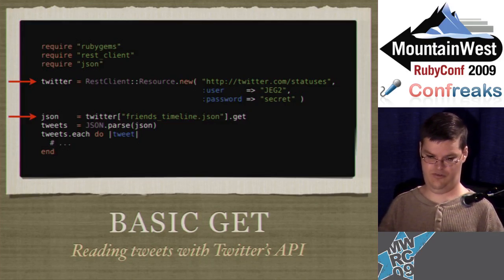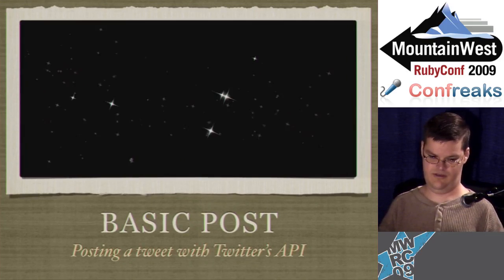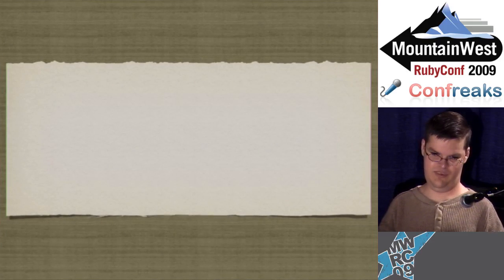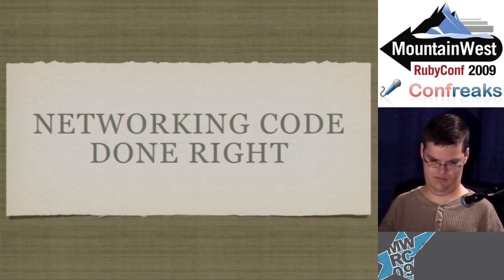So here is the post if you wanted to post to Twitter. Notice that only this one line changes, which is why I use the wordier interface, because you can reuse more. So that's what RestClient looks like in practice. But here's some things I want you to see inside of it. Let's pop up the hood a little bit.